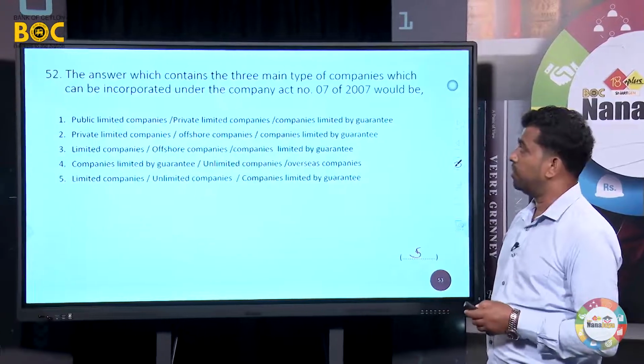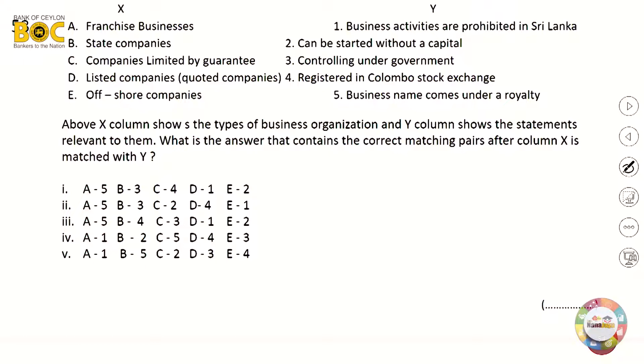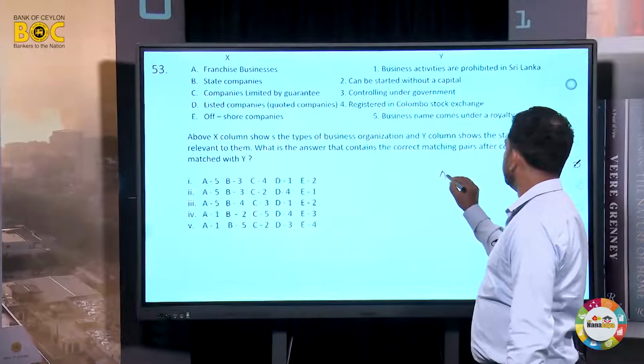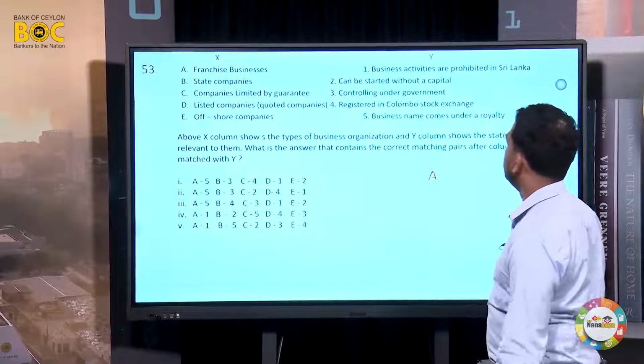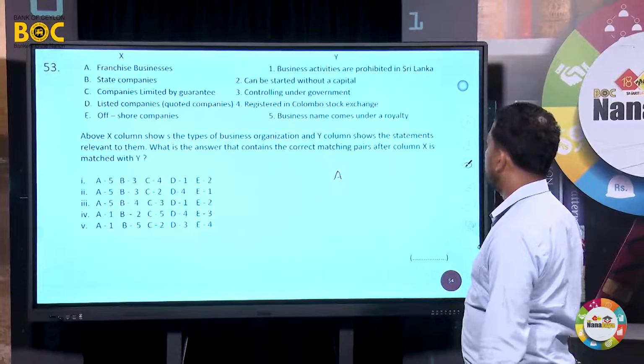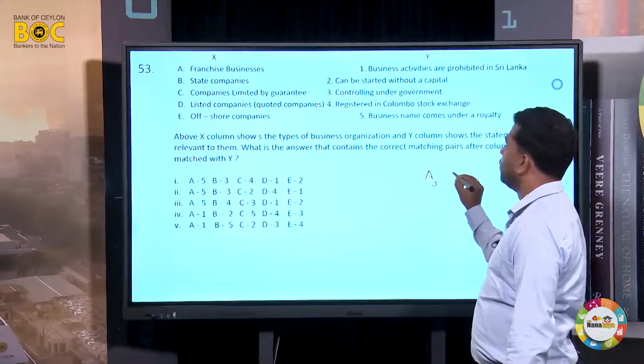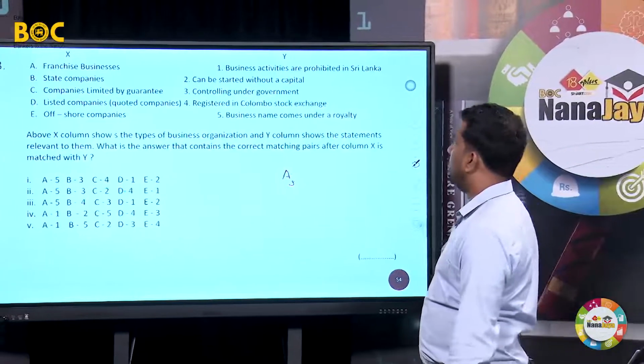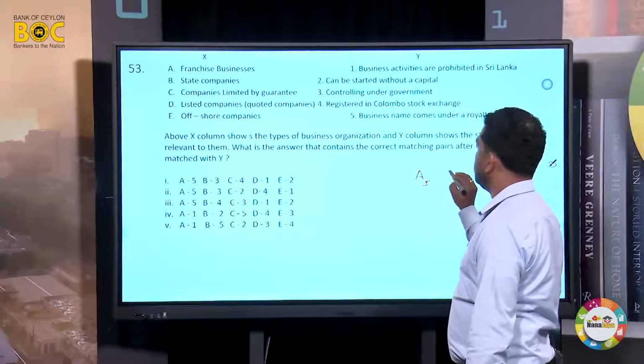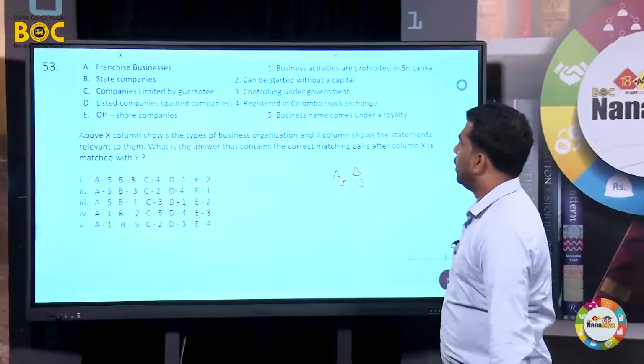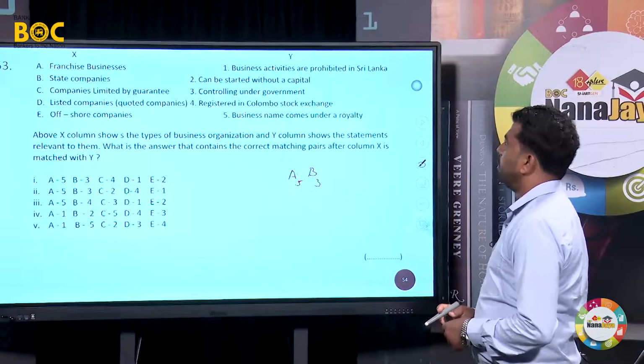Question number 53. You are given a table with two columns, X and Y. Column X shows the type of business organization and column Y shows the statements relevant to them. What is the answer that contains the correct matching pairs after column X is matched with Y? Franchise business, A. Business name comes under a royalty, 5 for A. State companies controlled by the government, 3 for B, 5. Companies limited by guarantee can be started without a capital.